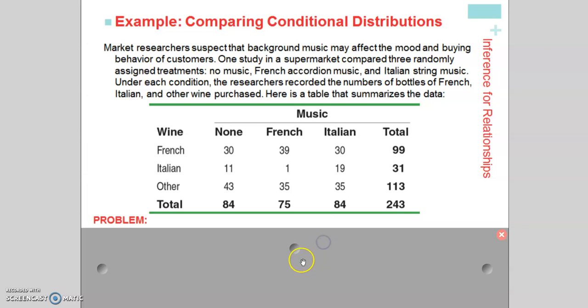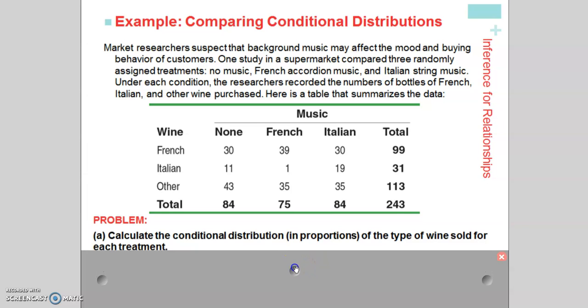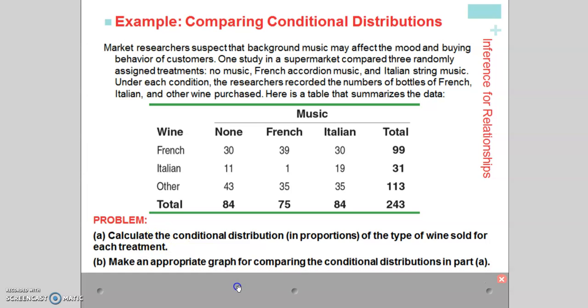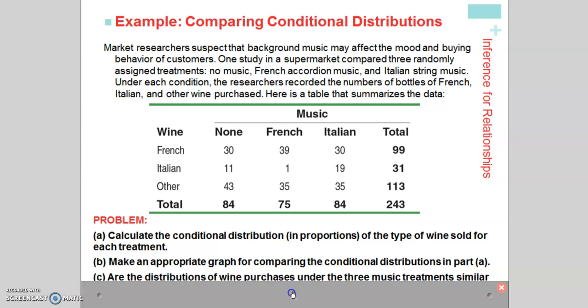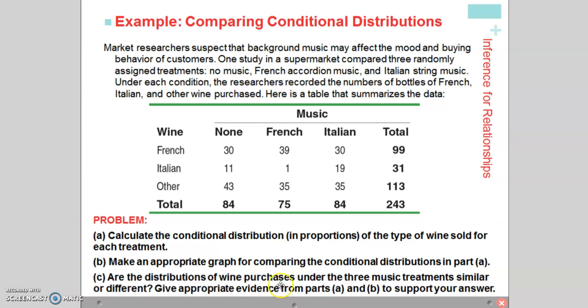So here's what we're going to try to answer. We're going to start by calculating the conditional distribution in proportions of the type of wine sold for each treatment. And then we're going to make an appropriate graph for comparing the conditional distributions in part A. And then we're going to try to answer, are the distributions of wine purchases under the 3 music treatments similar or are they different? And we're going to give some evidence to support that.